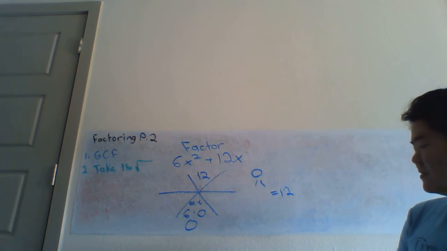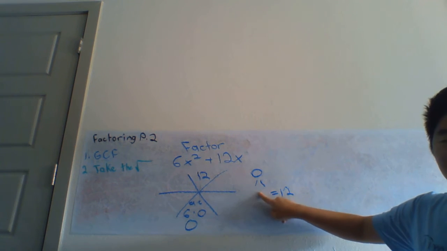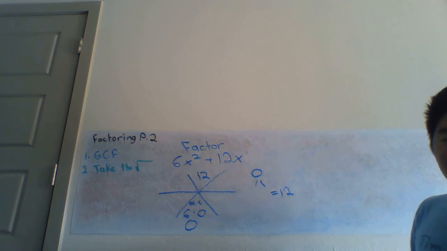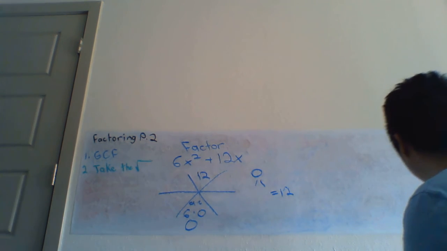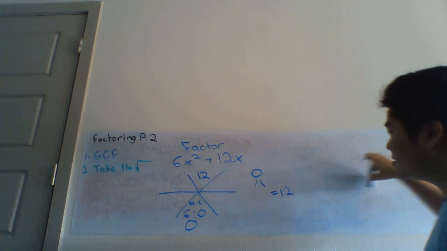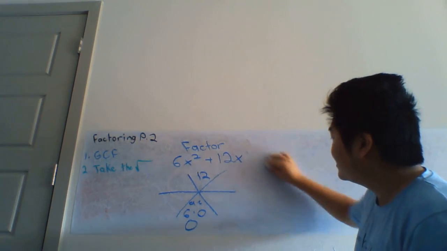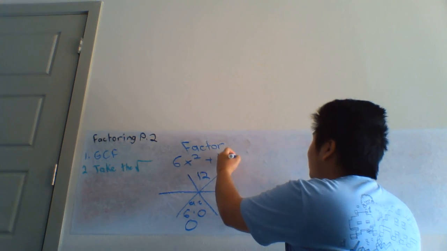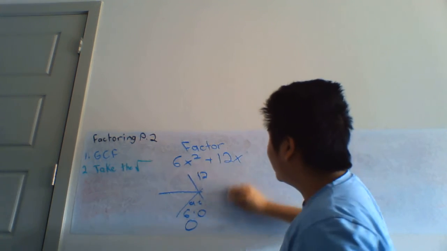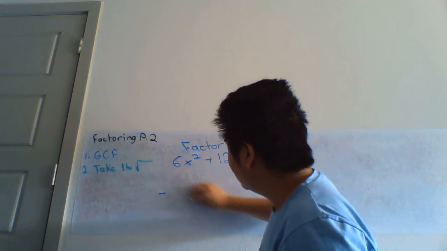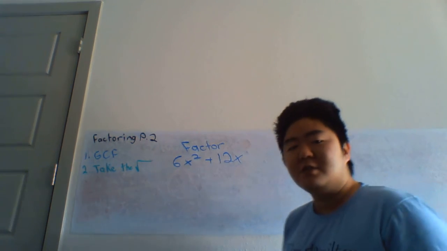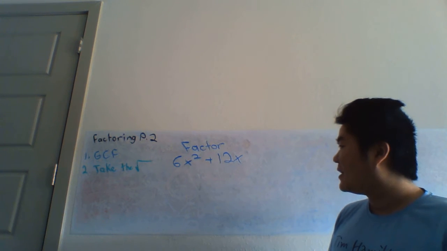I'm not going to waste your time with this one, because you can't do this one, right? Multiplying to 0 and adding to 12, there's no two numbers that do that. Maybe in a different number system, but you'll get to that in calculus. Don't worry about that one. So, I'm going to keep the problem. We can't use the asterisk method, so we have to use the GCF, the greatest common factor.